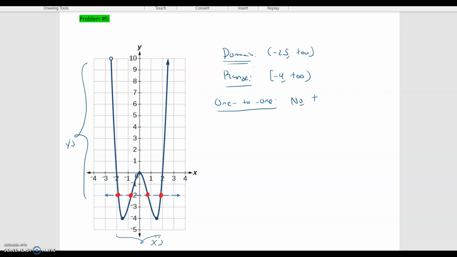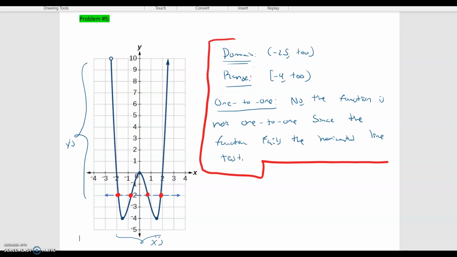The function is not one-to-one since it fails the horizontal line test. And that's it.